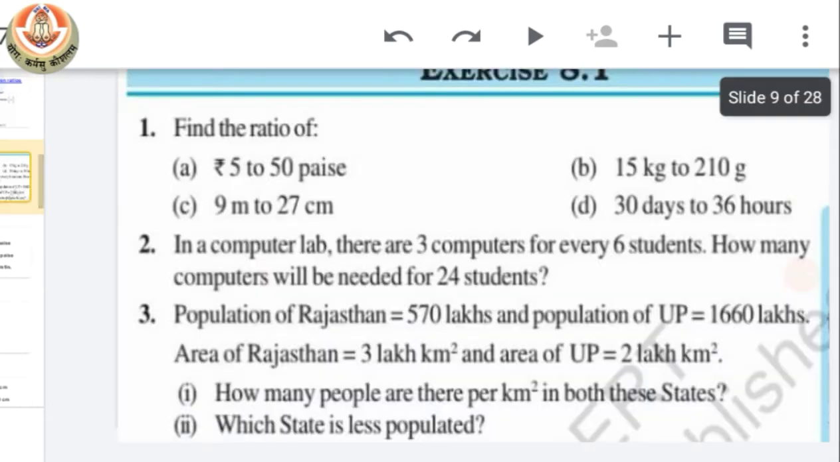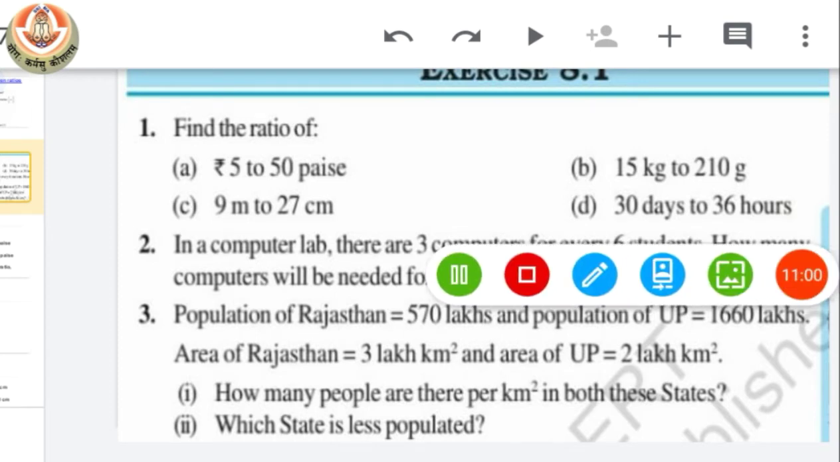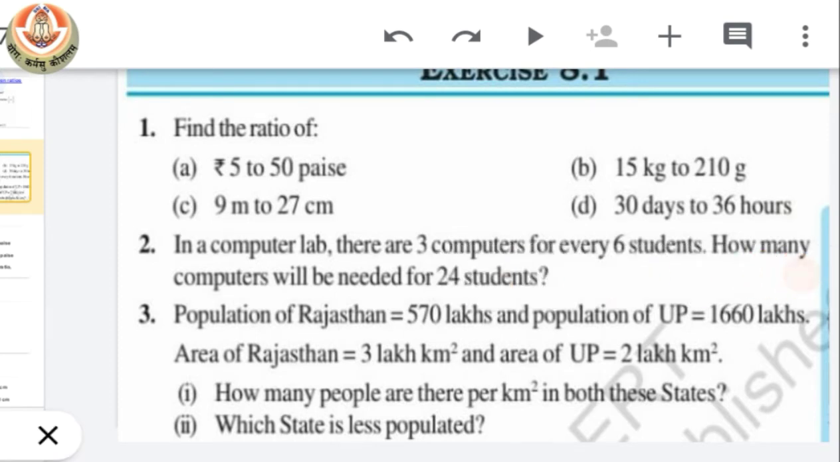And in the same way you have to do the other parts also. In C you can see that you have to convert 9 meter into centimeter first, and in this you have to convert 30 days into hours. As we know that in a day we have 24 hours, so you have to multiply 30 with 24, you will get the number of hours in 30 days. Okay class, now move on to the next question.